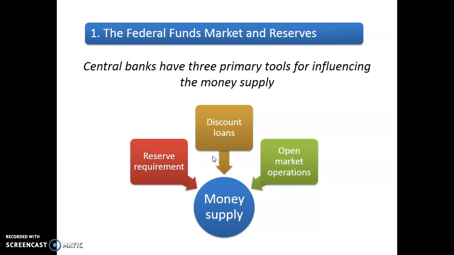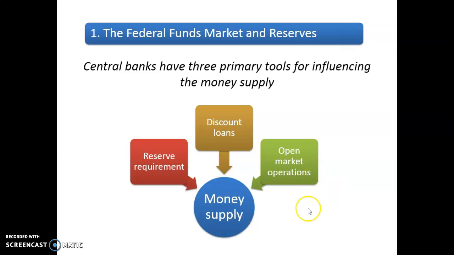These are loans that member banks receive from their district Federal Reserve Bank. The Federal Reserve Bank can increase loan interest rates to decrease the money supply, and they can decrease the loan rate to increase the money supply.